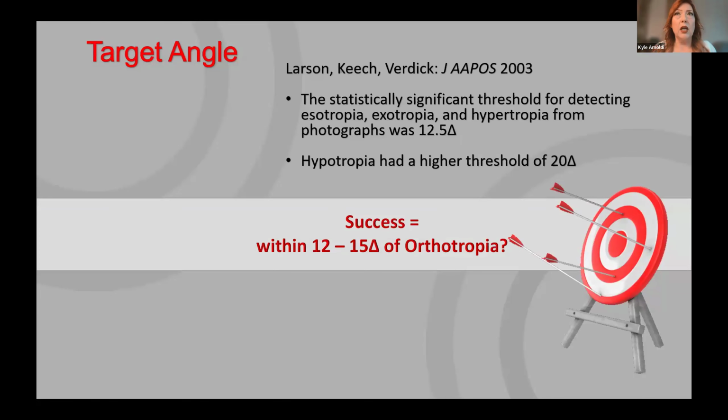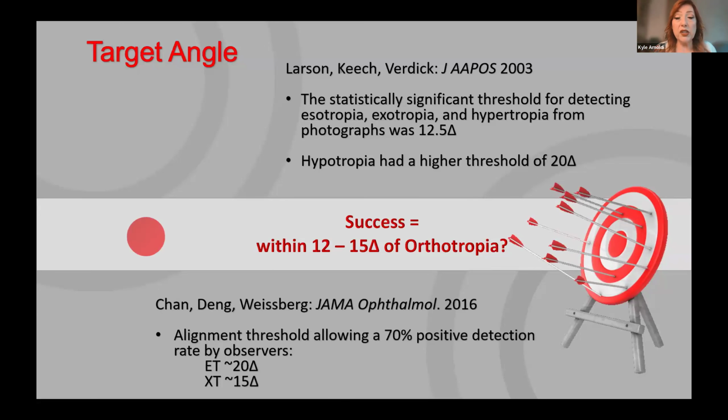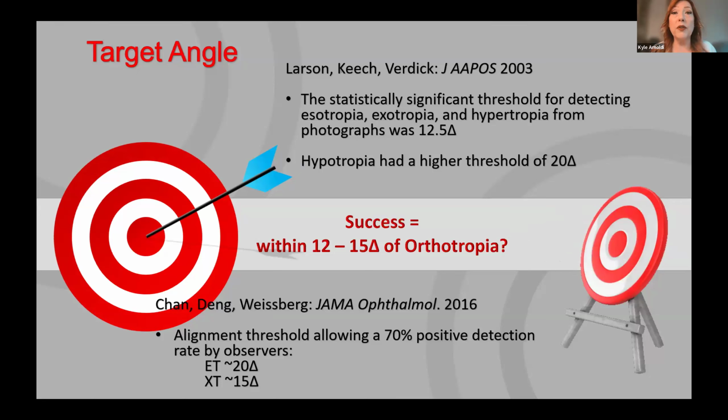Well, there have been a couple of studies that have tried to determine what a lay person might consider to be a wandering eye. So by looking at photographs of patients with strabismus, we determine what is the smallest manifest angle that someone who is not working in the field would recognize as a misalignment. The study from Larson and co-workers in 2003 showed that to be about 12.5 prism diopters, with a little bit larger for hypotropias. A more recent study in 2016 showed that the alignment threshold that allows a 70% positive detection rate by lay observers was 20 prism diopters or more for ESOs and 15 or more for exos.